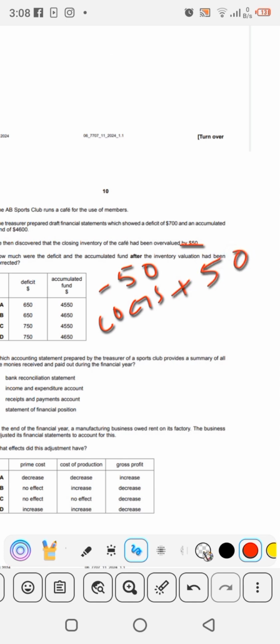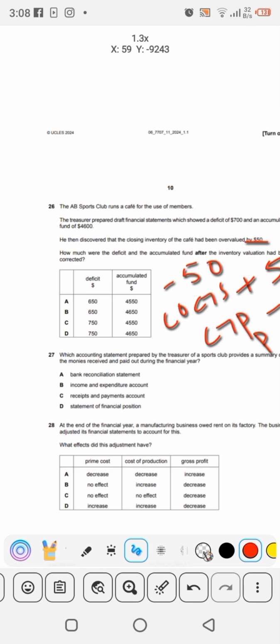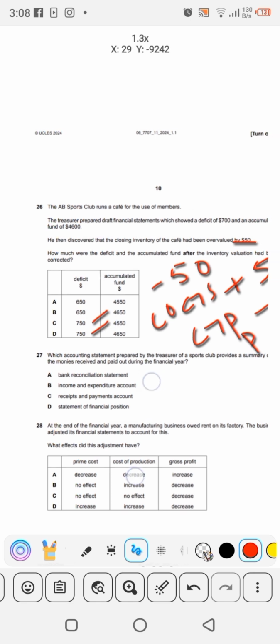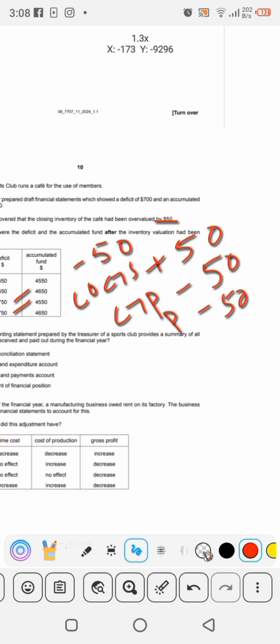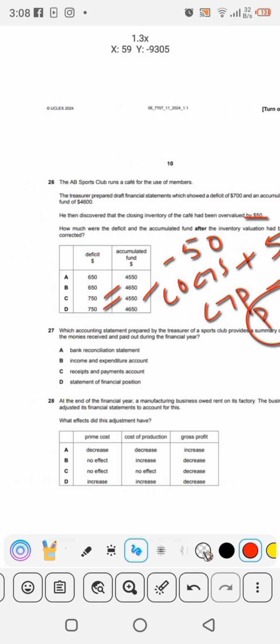So the closing inventory is overvalued, which means that the cost of goods sold is undervalued by 50. You will add 50 in the cost of goods sold, which will decrease the gross profit by 50, and so the profit from the cafe will be decreased by 50, and this will increase the deficit by 50. So the deficit will increase to 750. Very sorry, 650. So I will correct it. So the deficit will increase by 50, so the deficit will be 750 now. Then as the value of closing inventory would decrease, the accumulated fund would also decrease by 50. So the correct answer will be C.